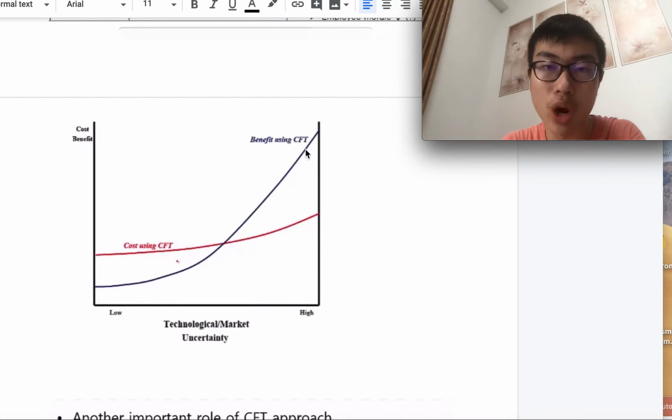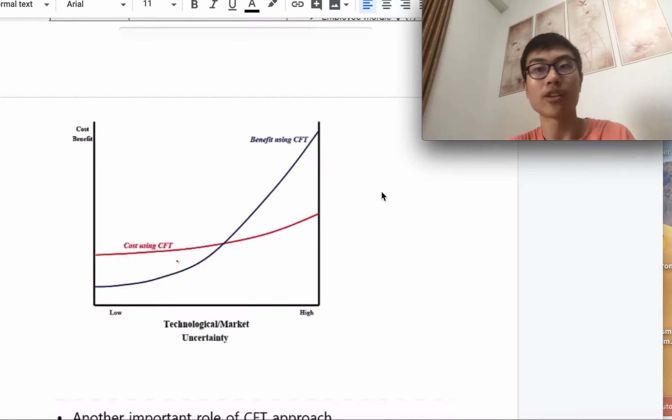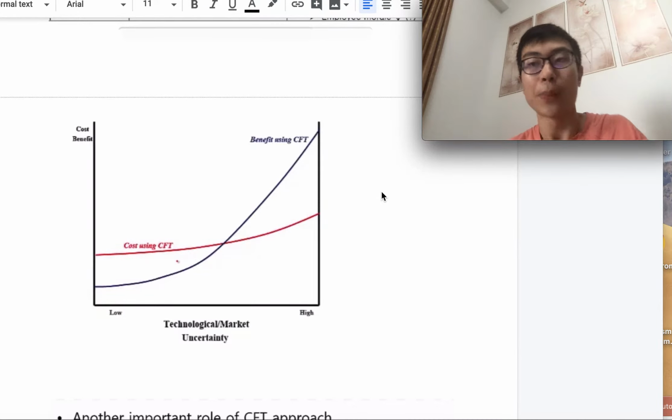You can see in this graph, the blue line is basically the benefits of using CFT, and the cost is the red line. So we can see when there's higher uncertainty, the benefits actually increase, because CFT is much more beneficial compared to the traditional approach. In the traditional approach, there's no turning back once you publish the product in the market, and maybe it doesn't meet the consumer's demand and specifications.